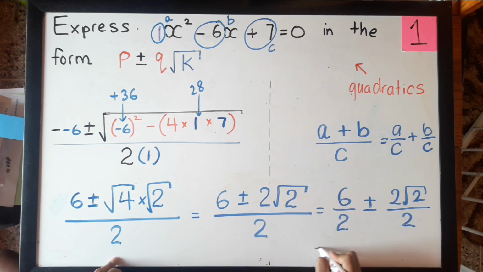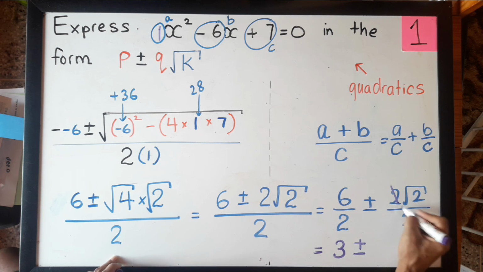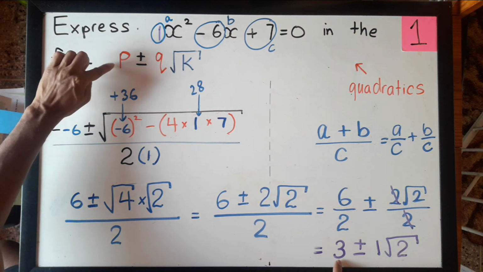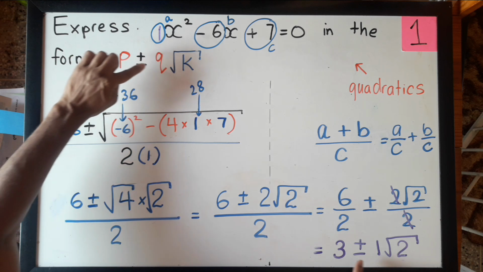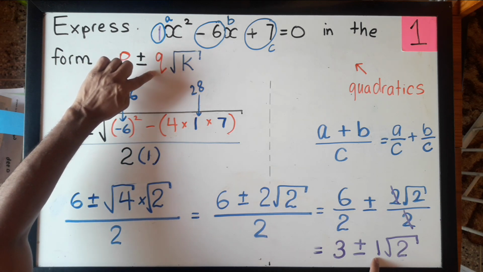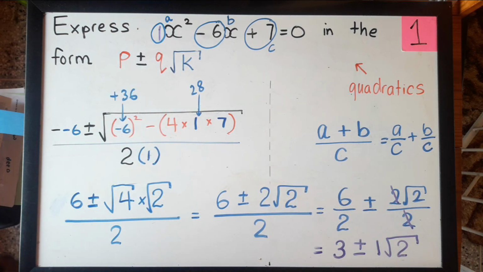And 6 divided by 2 is 3. This 2 and this 2 will cancel out, 2 divided by 2 is 1. And what are we left with here? The square root of 2. You notice this resembles this. Well, let me put on my markers. This is P. P is 3. Q is the number just outside the square root. So Q is 1 and K is 2. That's the end of this question.